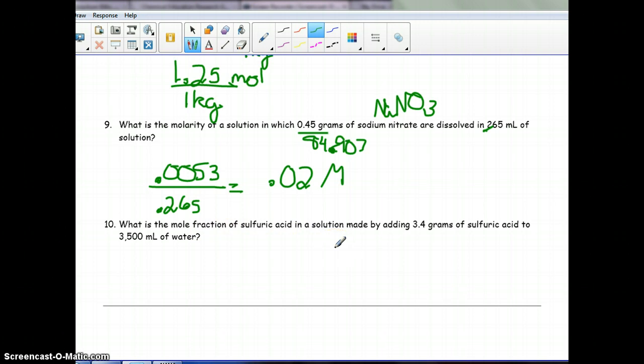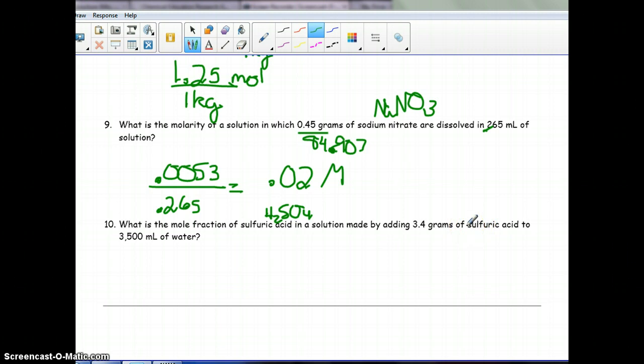All right, and last question, mole fraction of sulfuric acid in a solution made by adding 3.4 grams of sulfuric acid to 3,500 milliliters of water. We got to know the formula for sulfuric acid. It is H2SO4.